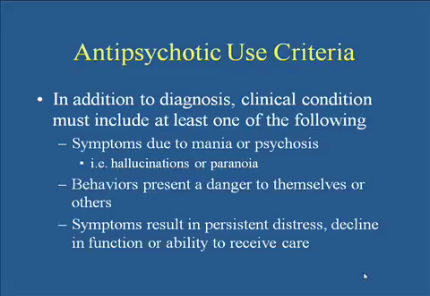We do need to remember that many of our residents in the nursing facilities are unable to defend themselves from aggressive behavior. So if we have a person that is causing danger to others or themselves, if the resident is engaging in behaviors that could cause mortality or morbidity for themselves, that can be a criteria for antipsychotic use. And certainly, if the symptoms of their dementia-type illness result in persistent distress, decline in function or ability to receive care, that can also be an appropriate criteria for use of these agents.